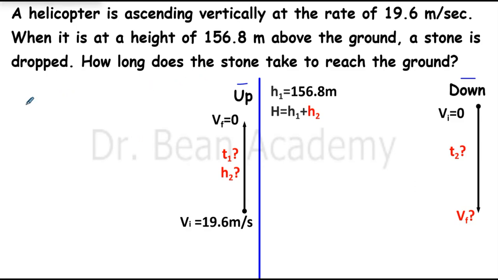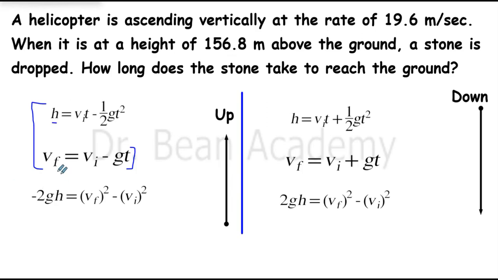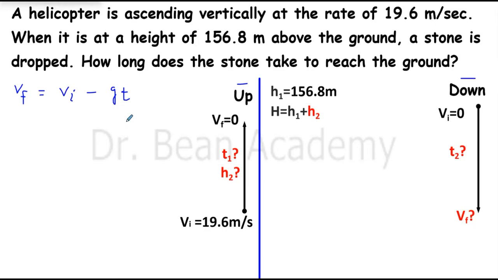So I will write this equation here. Vf equals Vi minus Gt. Let me confirm again if I have written the equation correctly. Vf equals Vi minus Gt. Yes, so I have written it correctly. I want to calculate time t, so let me calculate the time t. I will just put it on the left side, t.